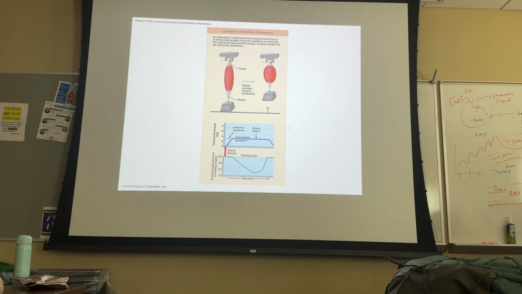We need to know the difference between isotonic and isometric contraction. When the muscle contracts and it overcomes the load, it gets shorter in length. That's called isotonic. If a muscle contracts, does not overcome the load, but tension's being produced, yet the length stays the same, that's called isometric.